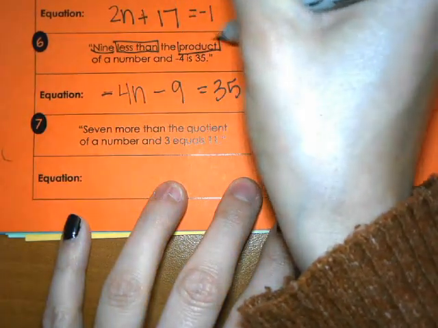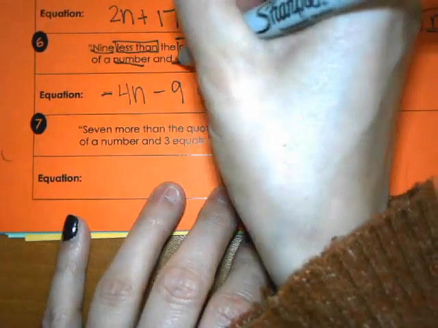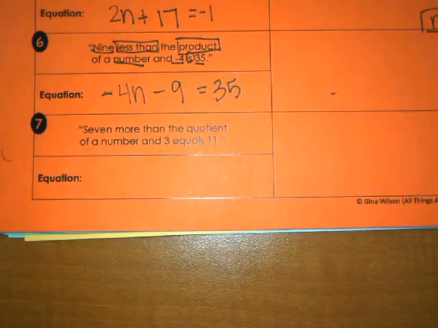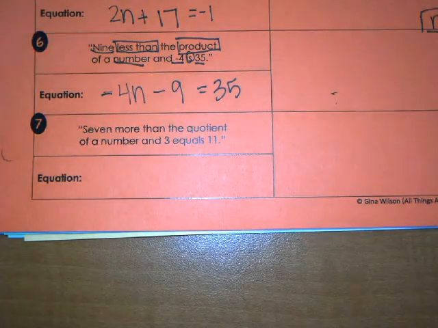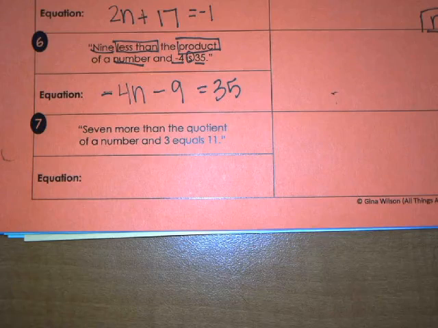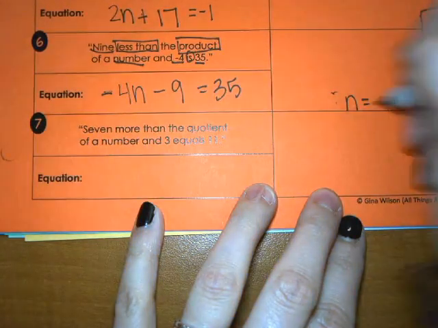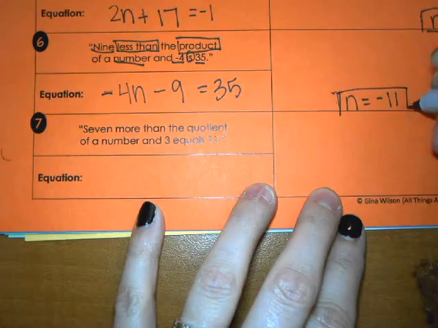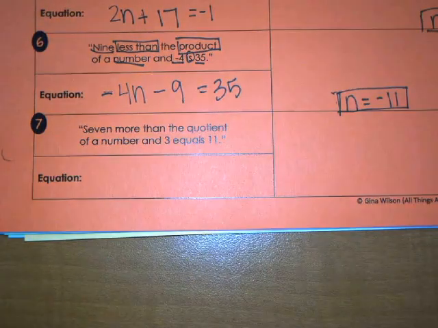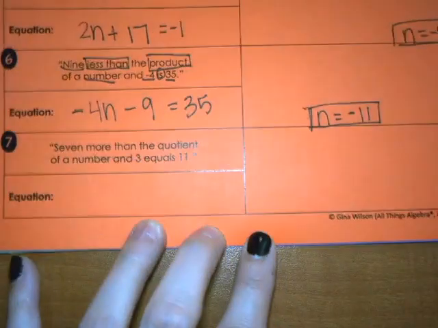And then product means multiply. You're multiplying a number and negative 4, and then it's equal to 35. Perfect. Number 13. What'd you get for the answer? N equals negative 11. Questions on number 6 at all?